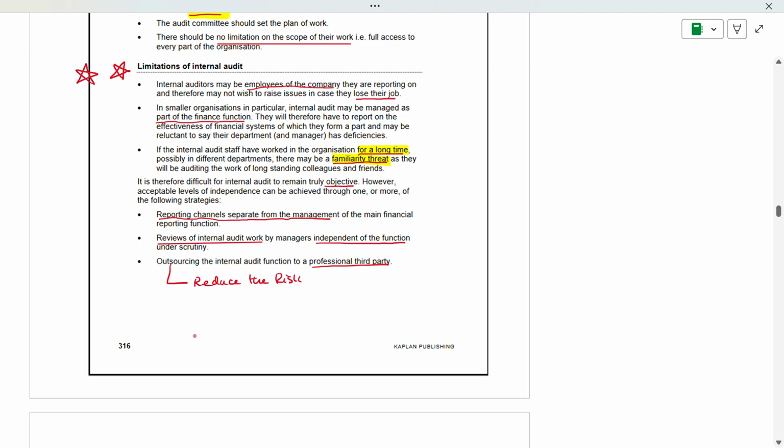But outsourcing will reduce the cost. Okay, but what will happen? Outsourcing will have an impact on efficiency and effectiveness. It is one side, it is economical, but on the other side, it has an impact on efficiency and it will have an impact on effectiveness.